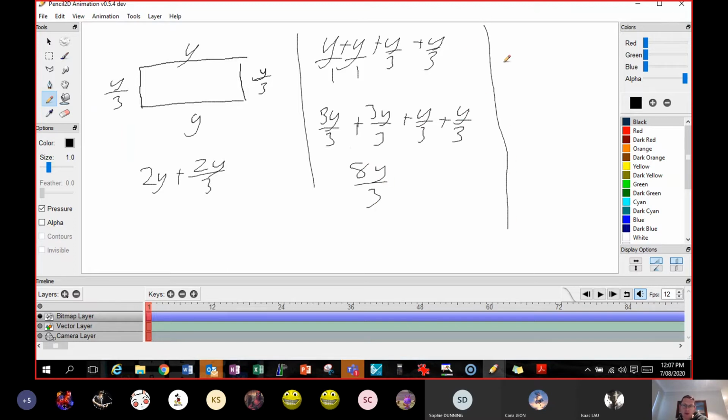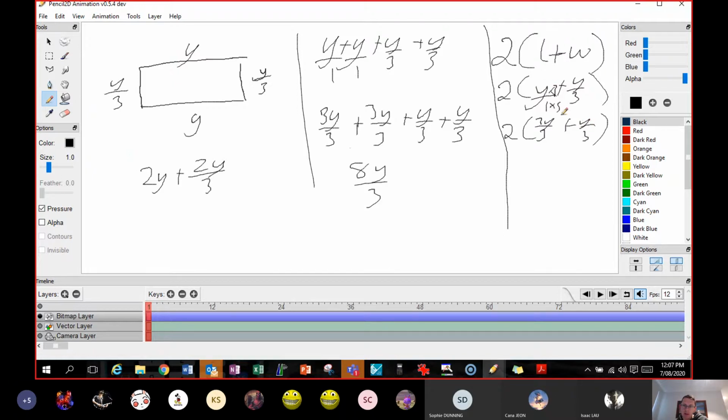Alternatively, you could use the distribution law, which we haven't looked at. But really, you've got 2 lots of the length and 2 lots of the width. So you've got 2 lengths of the length plus width. My length is y, plus my width is y on 3. Now you can make this an equivalent fraction, which would be 2 lots of 3y on 3. I've just multiplied this by 3 in the denominator because it's y on 1, don't forget. You've got to times that by 3, plus y on 3.